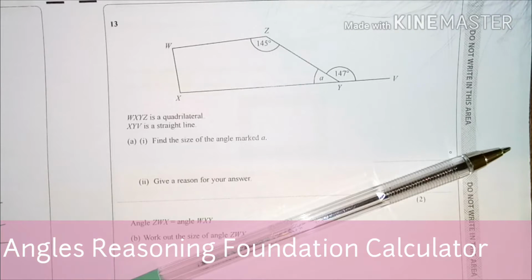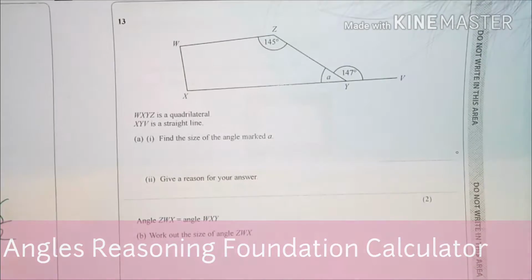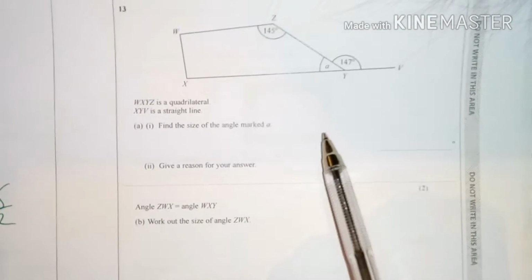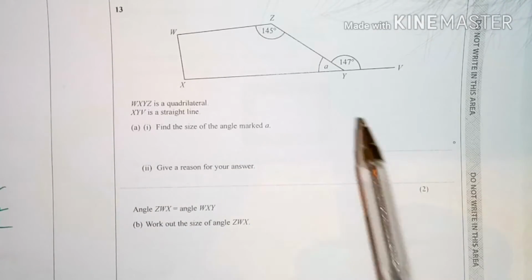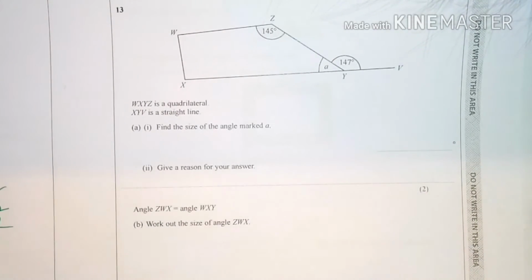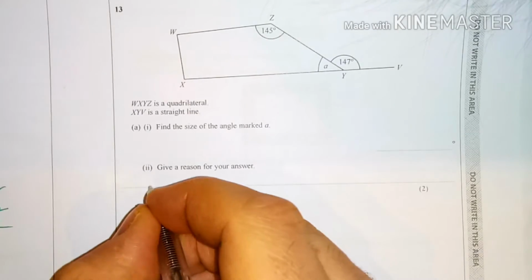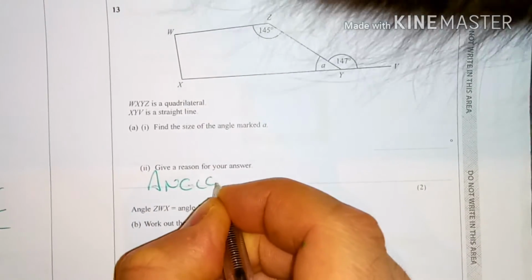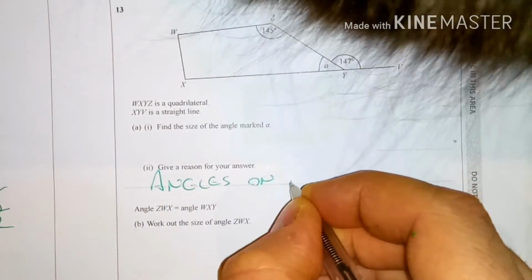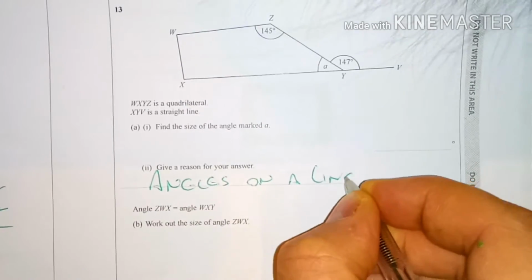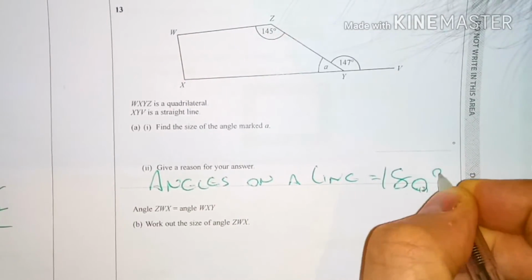WXYZ is a quadrilateral. XYV is a straight line. Find the angle marked A. Right. Essentially, every answer I've seen of these, it's always going to involve angles on a straight line, and it is angles on a straight line. So here I'm going to give my reason first. Angles on a line equals 180 degrees.